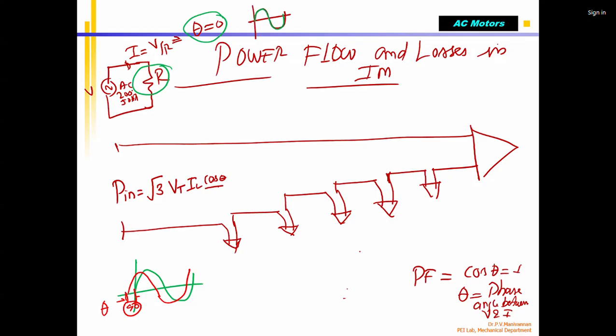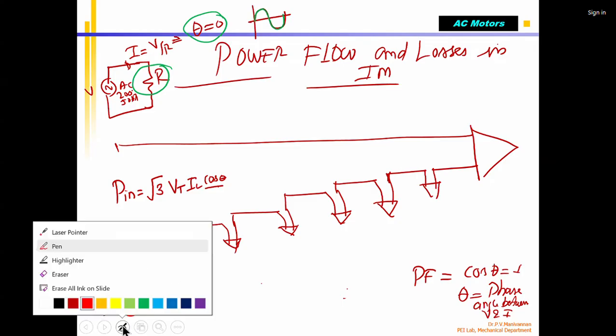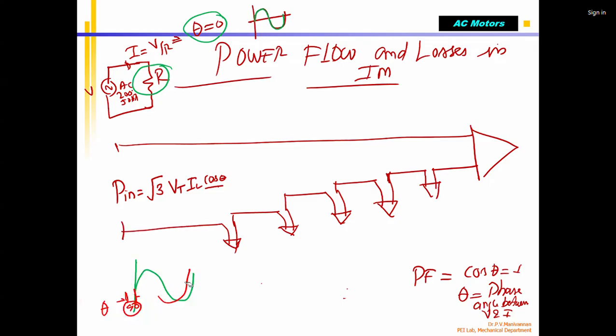But the inductance itself, we know the motor coil also has a resistance. That's why R1 plus jX. Because of that only, the power factor value will vary between 0 and 1, depending upon the inductance value of the motor coil. Correct? If there is more inductance, the power factor will be bad. It is not good.